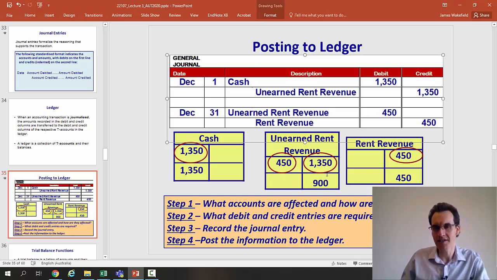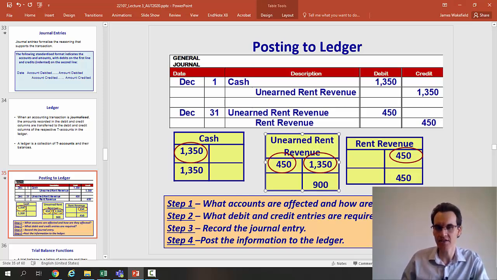The final balance of unearned rent revenue is $900, which is the $1,350 you started with, minus the $450 that was essentially earned, and therefore that liability was reduced. So you're left with $900 owing to customers. And you've earned rent revenue of $450. So that's the final balance there of 450. That's essentially how you consolidate into your T accounts.